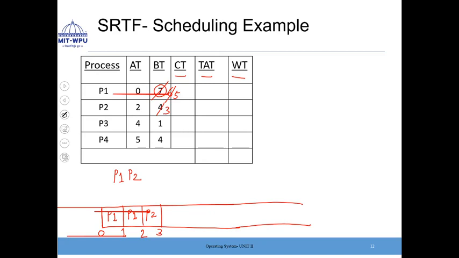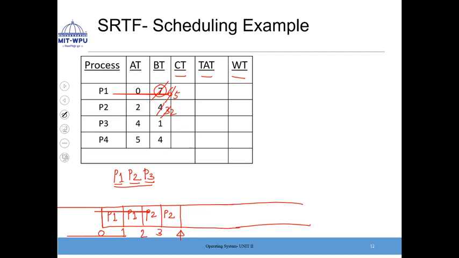Now by the time 3, how many processes have arrived? By the time 3, only P1 and P2 have arrived. So let us give a chance to P2 again to execute for 1 unit of time. So P2 becomes 2. By the time 4, P3 has arrived, so let us bring this P3 into the queue. Now let us compare the shortest time among these processes, P1, P2, P3. P1 has 5 units of burst time, P2 has 2 units, and P3 has just 1.